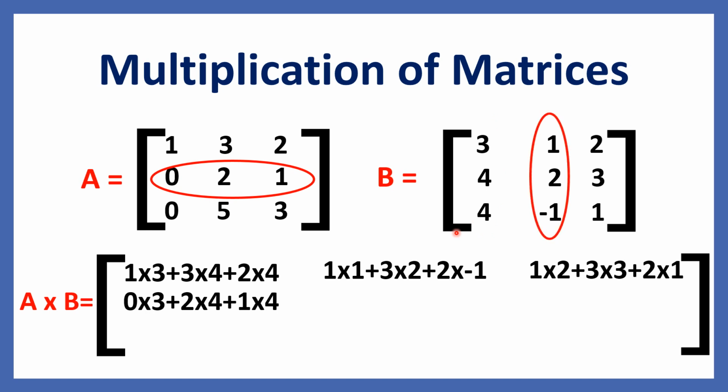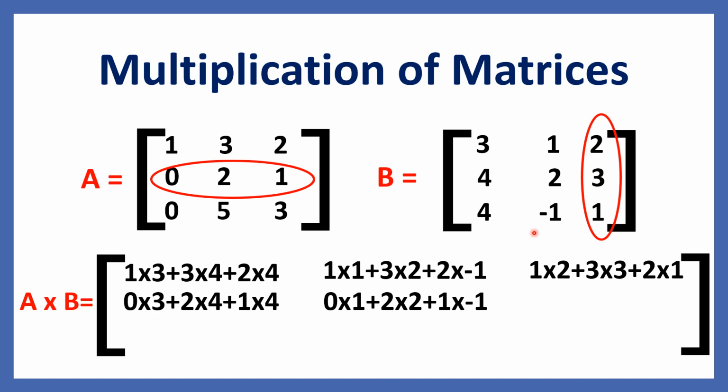And then we can consider the next column, that is second row of the first matrix, matrix A, and second column of matrix B, and the values are 0 into 1 plus 2 into 2 plus 1 into minus 1, and then we can consider the next column in matrix B.